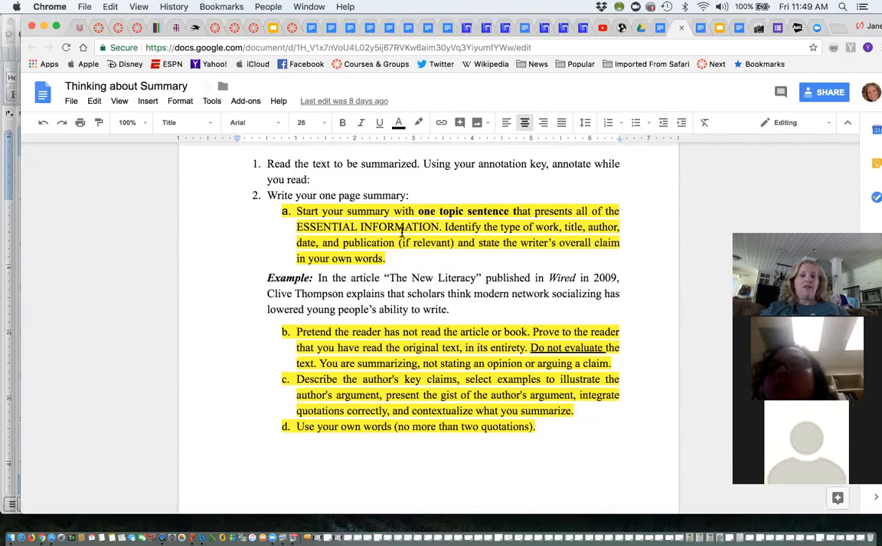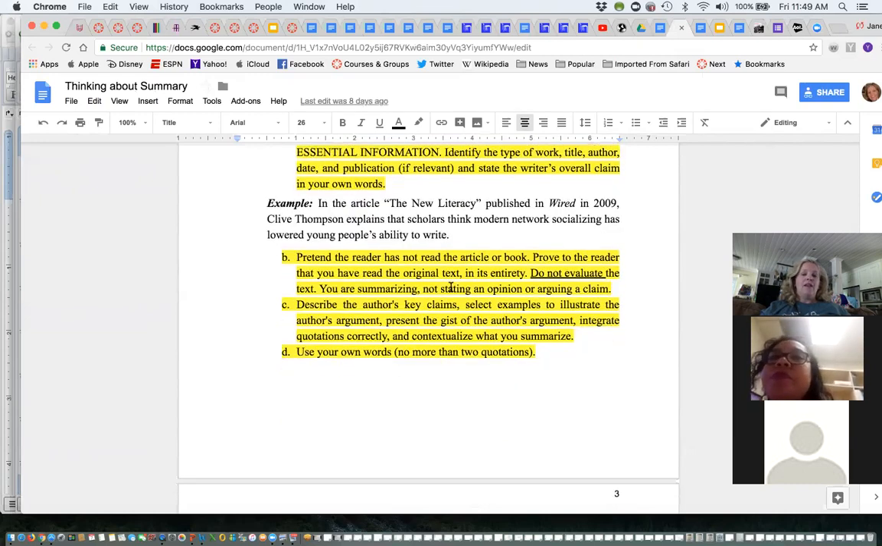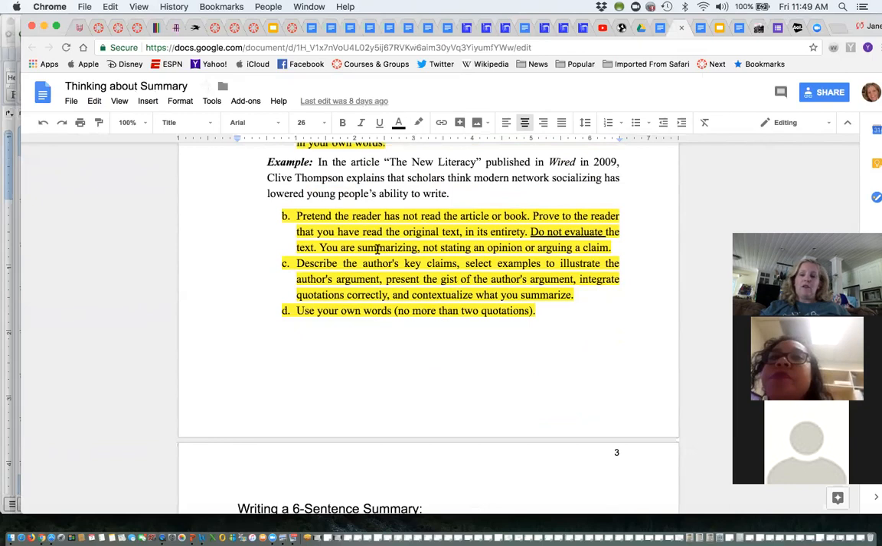You have all this information shoved in here. Now, if you don't have every little piece of the information and you can't find it, then leave that part out. But you should be able to get most of it, if not all of it. And then you need to pretend that the reader of this summary has not read the article or book, and your job is to prove that you have. So you are not to evaluate it, though. This is not a time for evaluation. You are summarizing, okay, the information, not stating an opinion or arguing a claim.